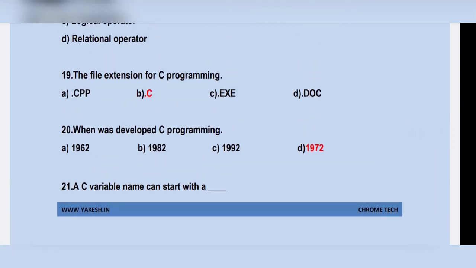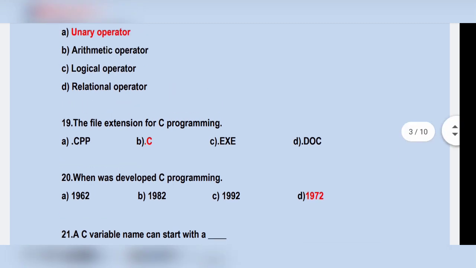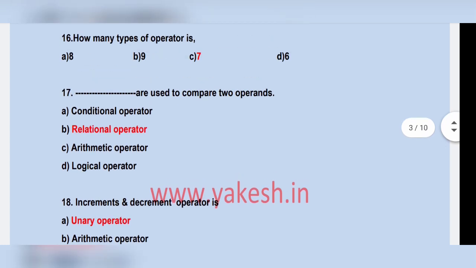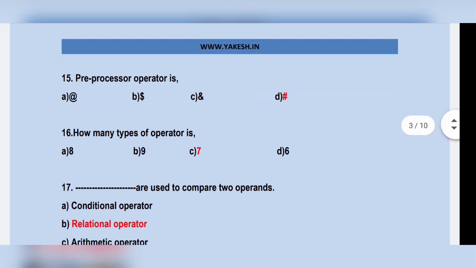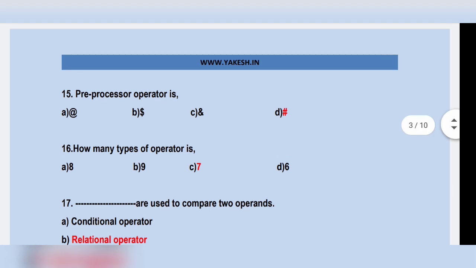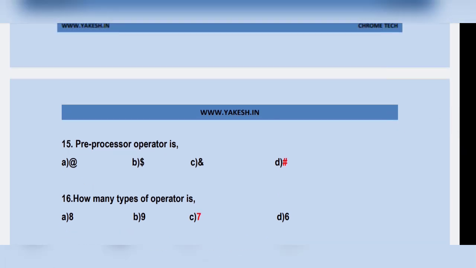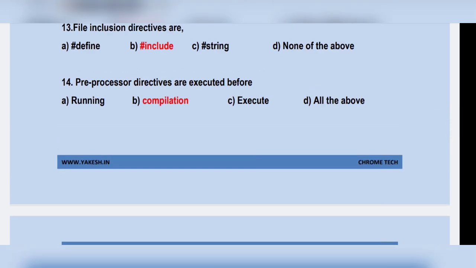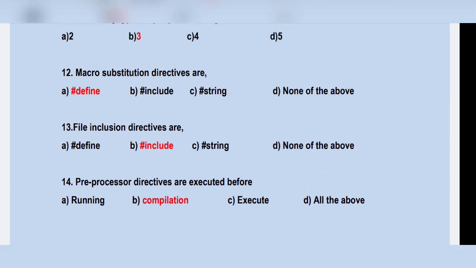When was C programming developed? Option D, 1972. The file extension for C program is .c. Increment and decrement operator is a unary operator. Relational operators are used to compare two operands. How many types of operators? 7. Preprocessor operator is option D. Preprocessor directives are executed before, option B, compilation.